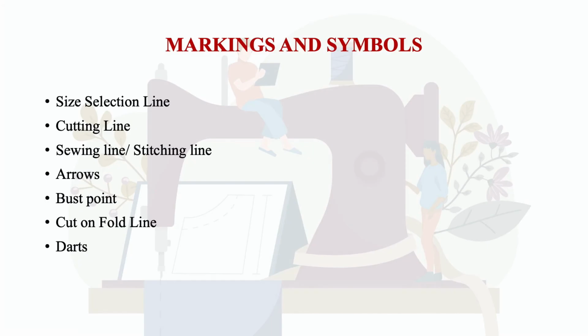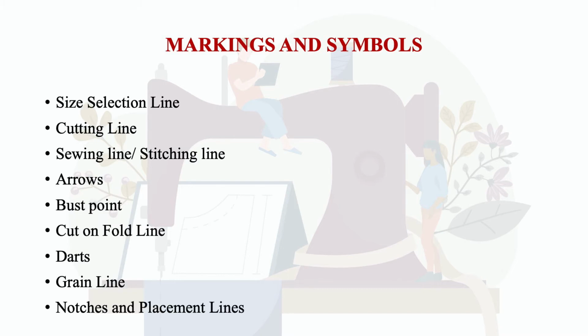Then we have the marks of darts on the particular pattern. We have the mark of the grain line, as we discussed. We have the marking of notches and placement lines, which give the direction that from this particular point we have to join the fabric, and at this particular point we have to place the pattern on the fabric.